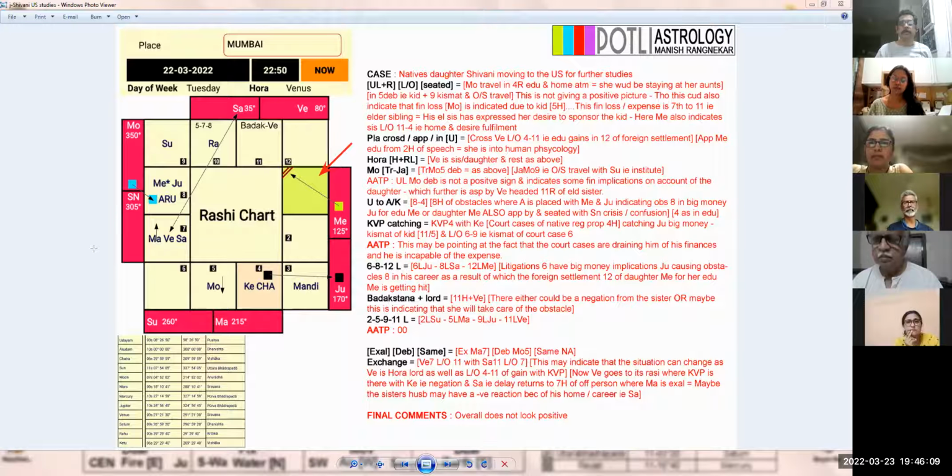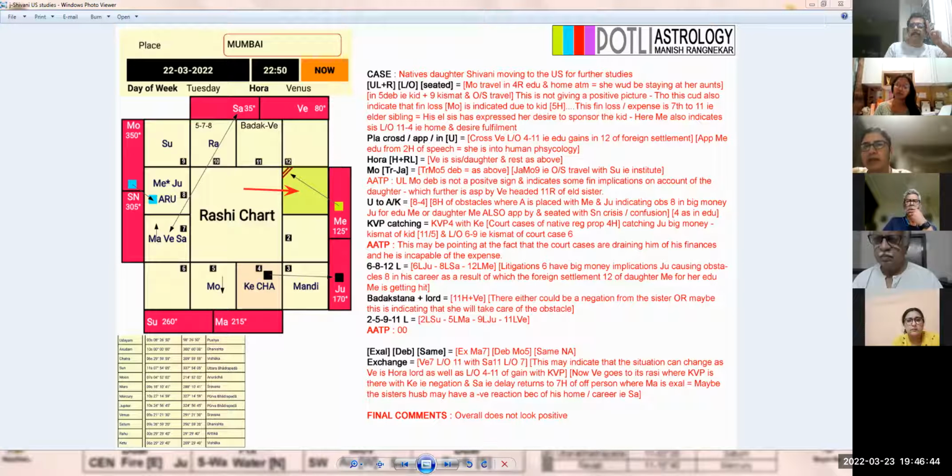Now Moon. Moon is seated in which Rashi? Fourth. 4th Rashi. Correct. 4th Rashi also indicates what? I don't know whether you know. Dominantly, home, mother, atmosphere. Like mother, home atmosphere. But still we are talking about this. So related to this, can you tell me what it is? Home atmosphere.